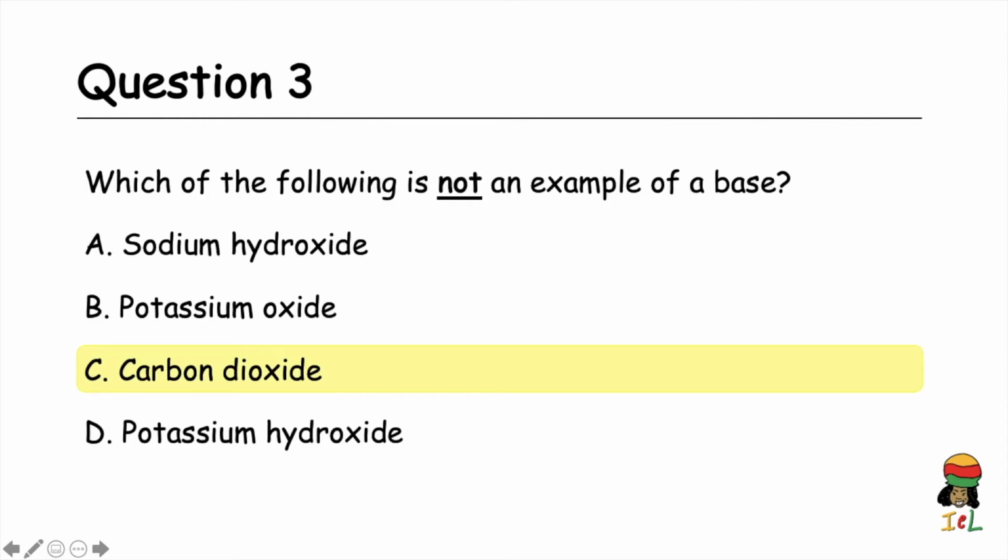The answer is C. Carbon dioxide is not a base. In fact, it is an acid anhydride, which we learned about in our previous lesson.